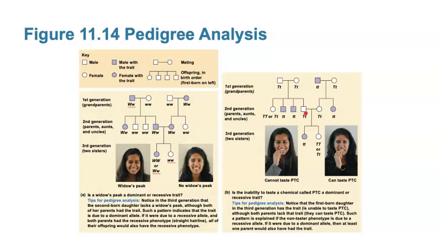Here's 2 parents that can both taste PTC. They have 1 kid that cannot taste PTC and 1 kid that can. The only way that you can get this to happen is if both of these show dominant and this one shows recessive. So not tasting is recessive, and having widow's peak is dominant. Big W for dominance. We can use pedigrees to help us determine these very things of whether something is dominant or recessive.